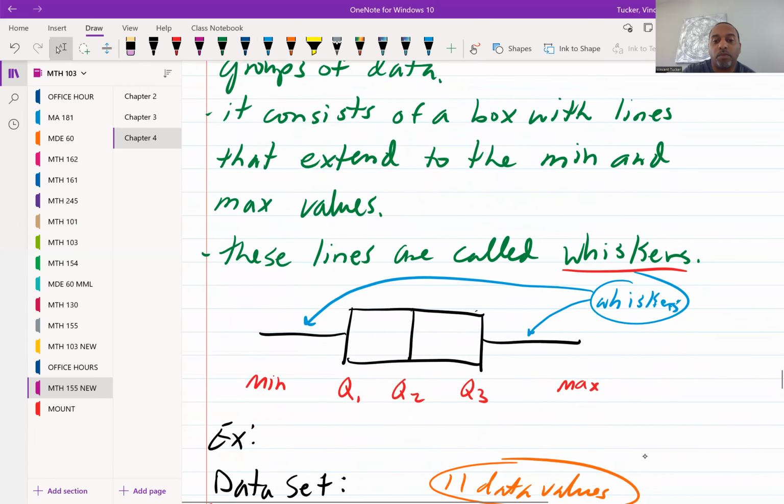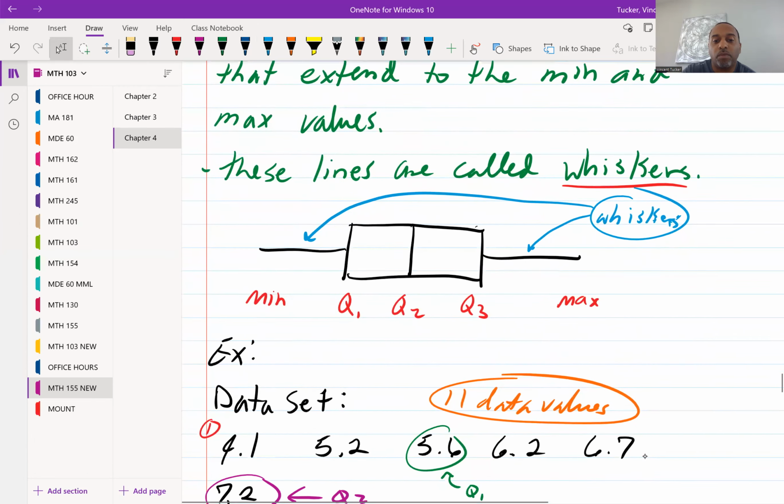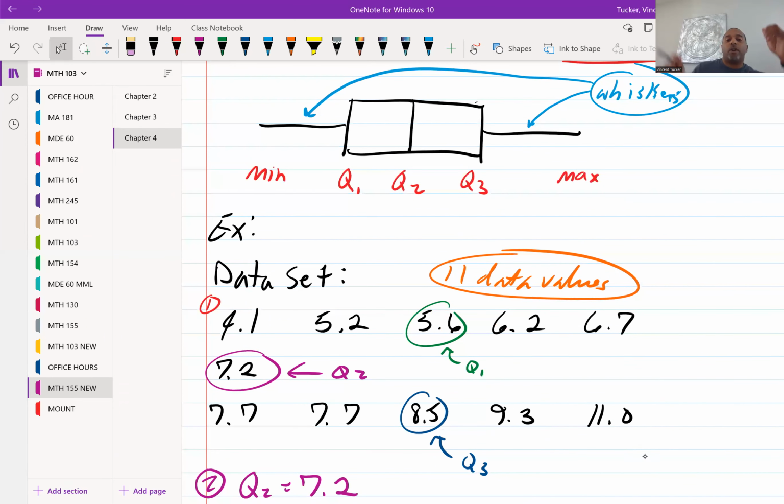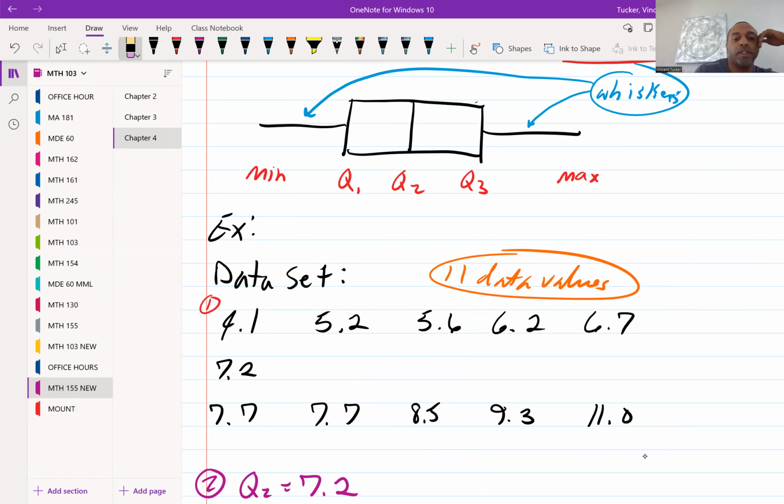All right. Pulling up. I already wrote on this a little bit, but let me erase this stuff so we have a clear visual of what the data set is. This is my data set: 4.1, 5.2, 5.6, 6.2, 6.7, 7.2, 7.7, 7.7, 8.5, 9.3, 11.0. I wrote my data values already in from least to greatest. That's the first step, write the data values from least to greatest.